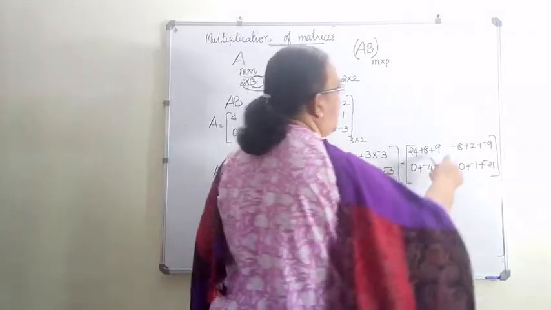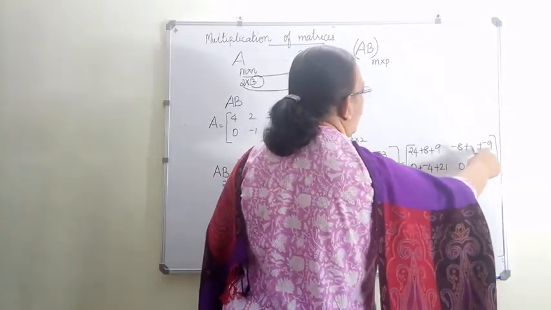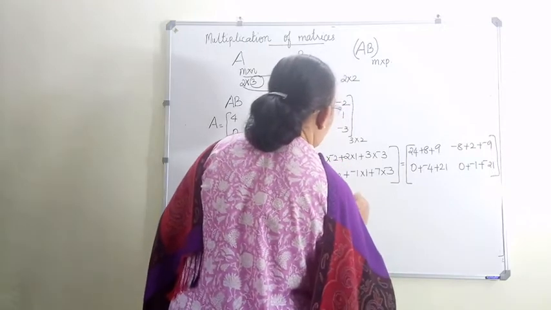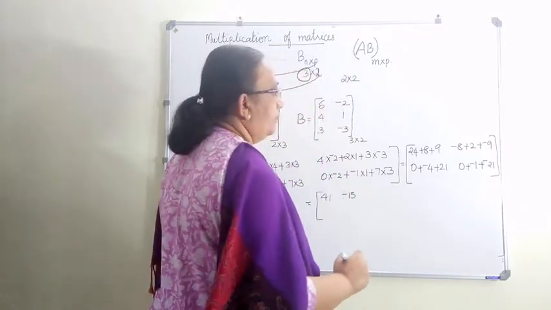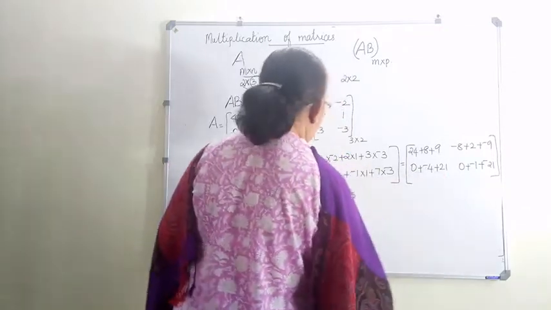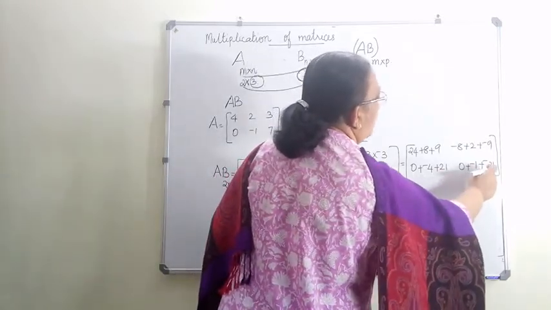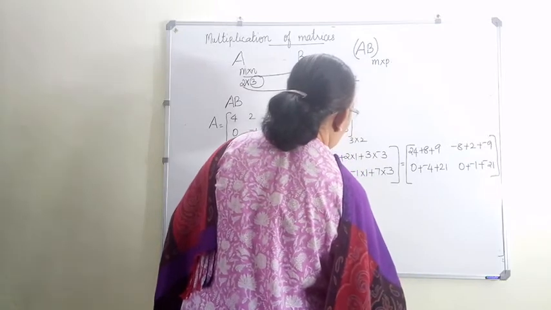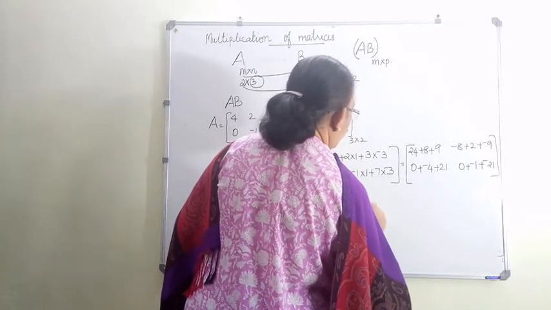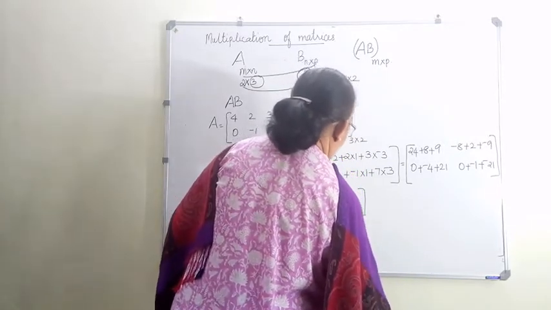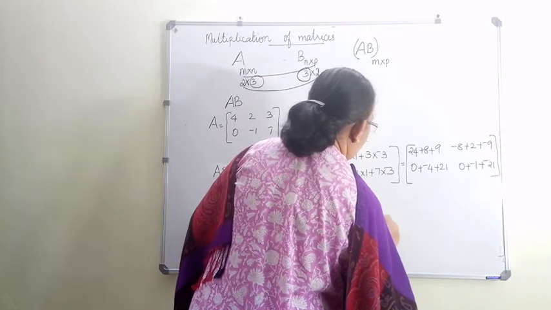Minus 8 plus 2, minus 6. Minus 6 plus minus 9, minus 15. Minus 4 plus 21, 17. Minus 1 plus minus 21 is equal to minus 22. 2 by 2.